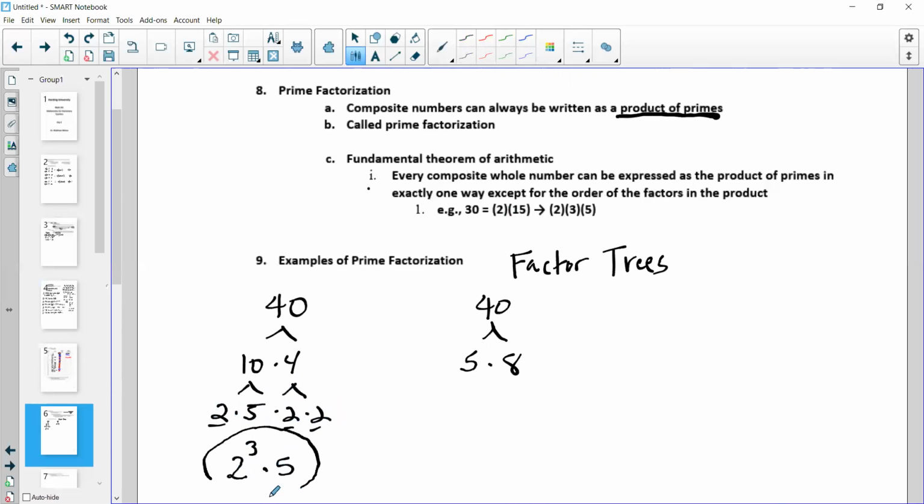So this is what I would want to see. 2 to the third times 5 represents 40. Now look at here. Here's a 5. We know a 5 is part of it. And 8 is actually 2 times 2 times 2 times 2 times 2. And so we could rewrite this as 2 to the third times 5, which is the same as what we had. So notice I wrote it in the order with the smallest prime first.